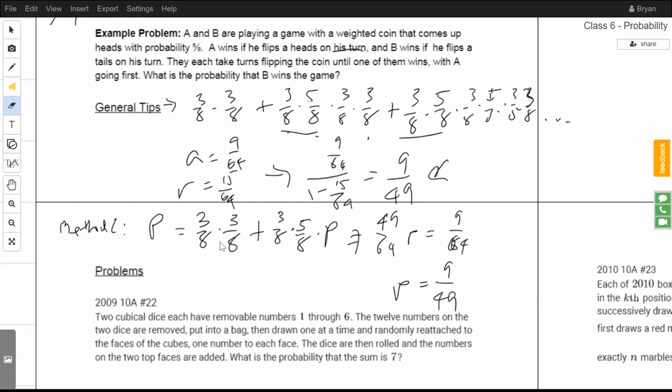I don't know if I explained that clearly, but basically there's a 9/64 chance he wins the first round, and then there's a 15/64 chance that no one wins in the first round. And then when we go on to the second round, the probability of him winning is going to be the same as the probability of him winning before the first round even happened. So yeah, that's how it works.